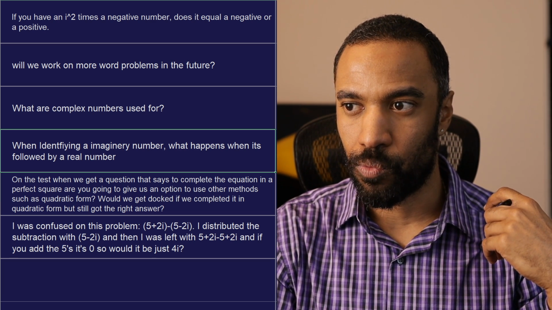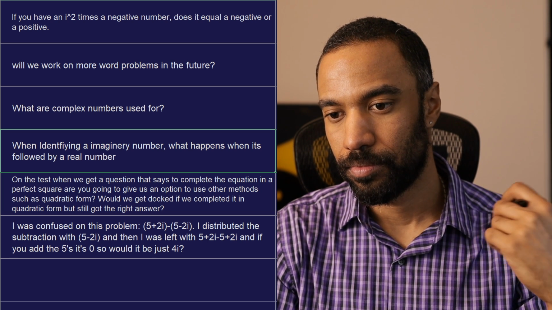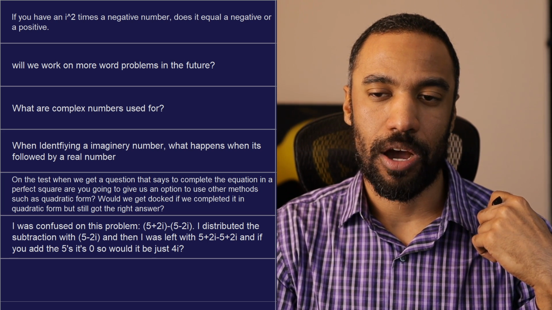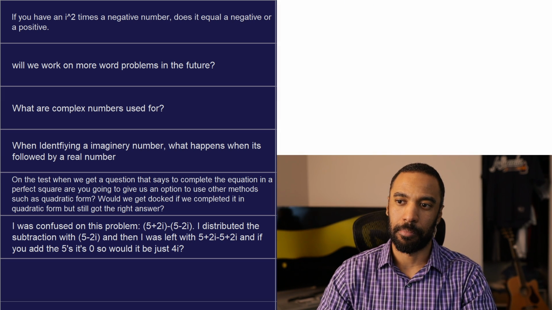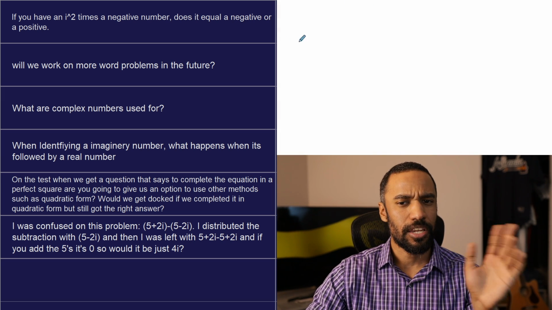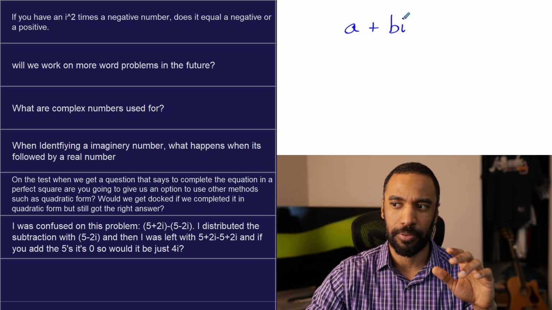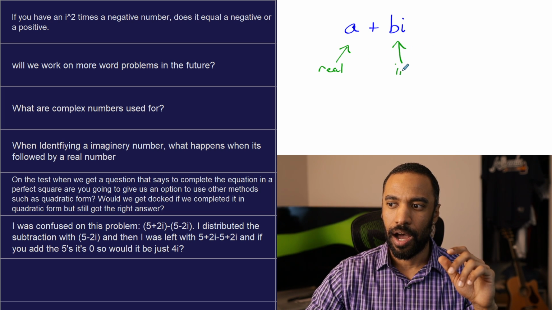All right, when identifying an imaginary number, what happens when it's followed by a real number? I don't know what you mean when identifying one. Maybe you're talking about when we did the assignment and you have a complex number in the form a plus bi. We haven't said this very much, but a complex number appears in the form a plus bi, where you have what's called the real component and the imaginary component.